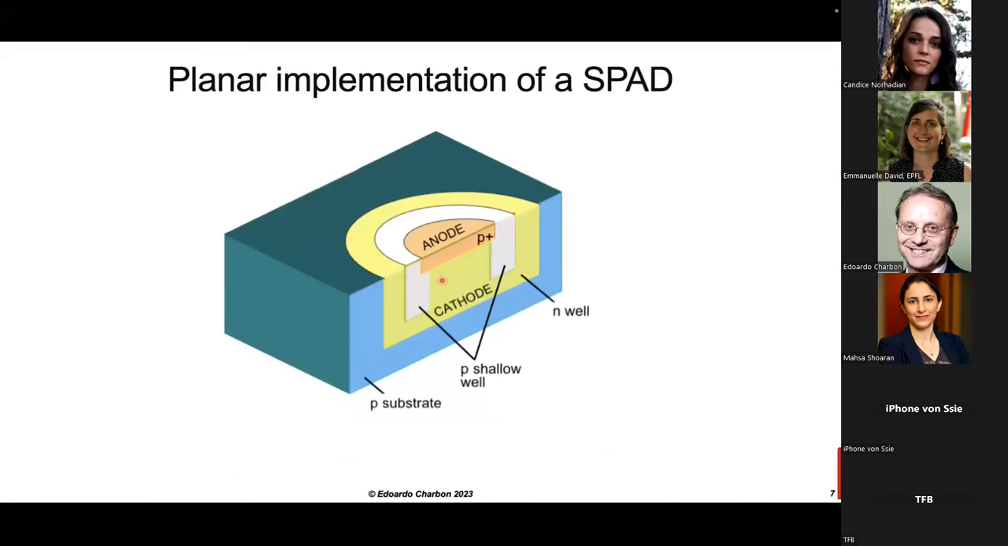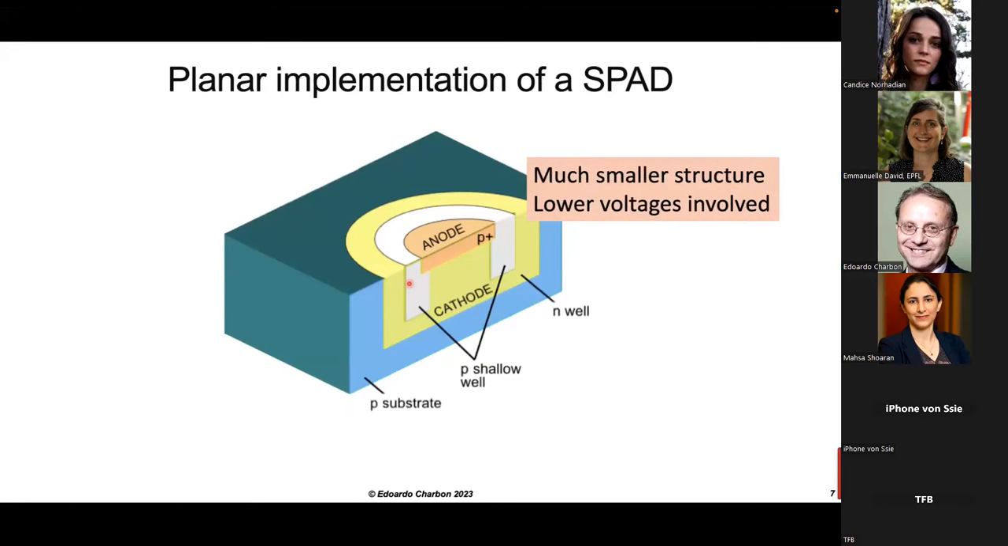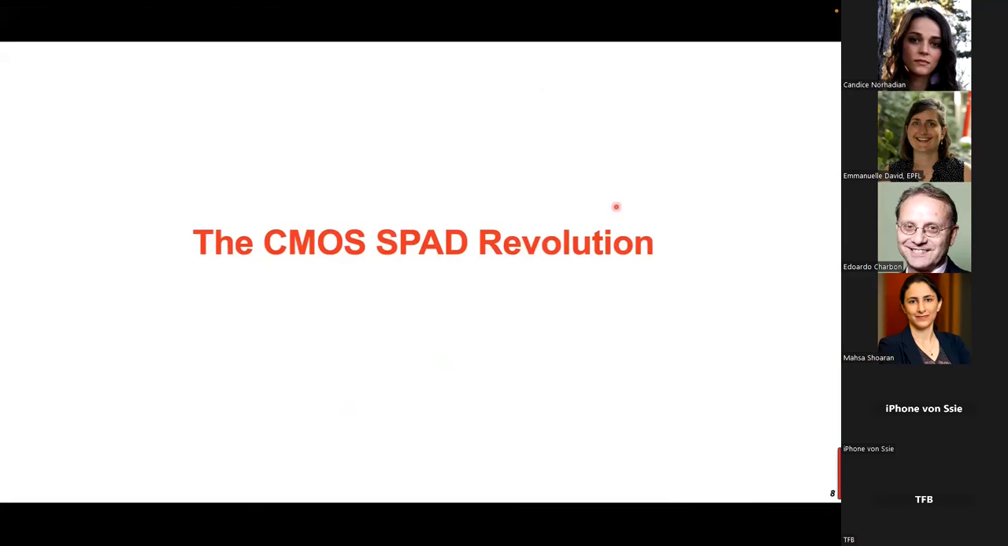So this is how the detector is built, comprising an anode, a junction, and a cathode. And it can be made in planar implementations. In planar implementation, of course, you require guard rings to avoid edge breakdown. So this structure is much smaller. The voltages involved are much smaller, not kilovolts, but rather tens of volts. And most importantly, it can be implemented in CMOS.